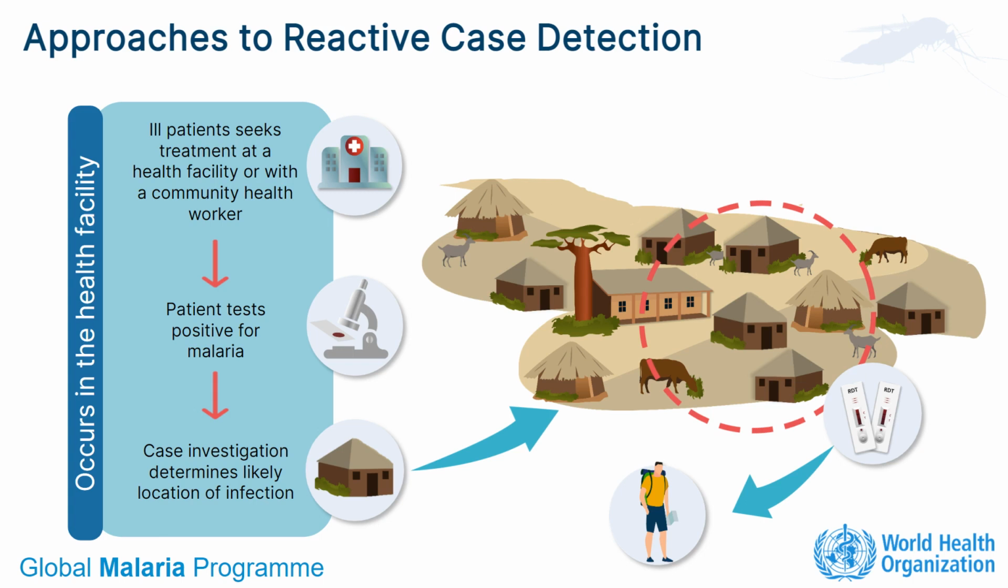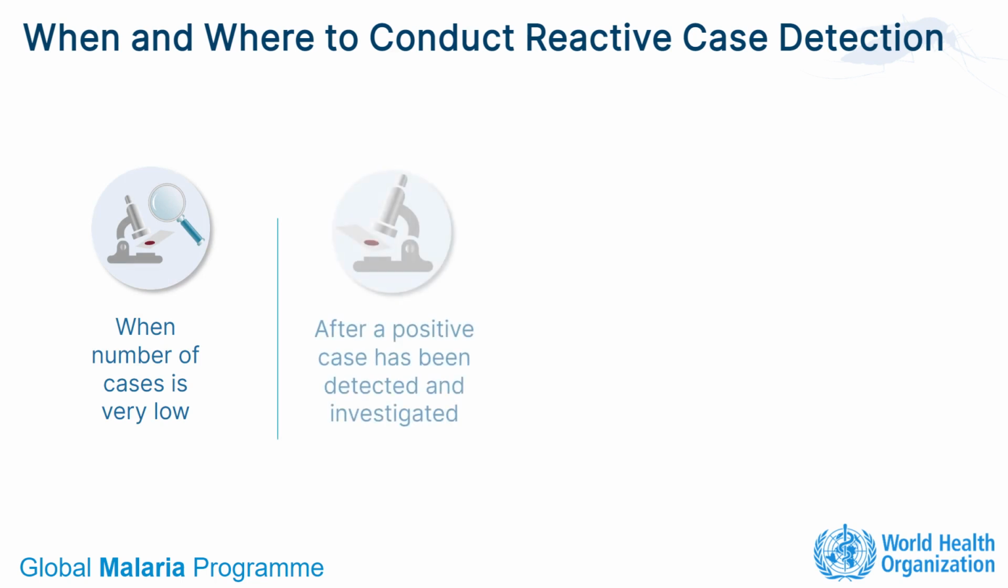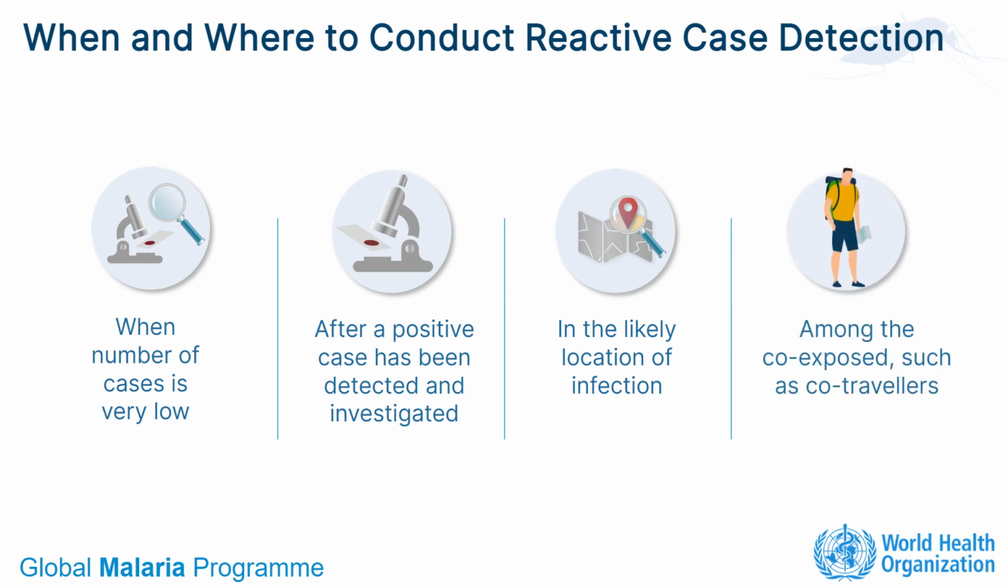Unlike proactive case detection, which is a planned activity performed regularly at specific times, reactive case detection is triggered by the identification and notification of an index case. Given the resources required, countries or areas implement reactive case detection only when case loads are very low. Reactive case detection is carried out in the likely location of infection of the index case, which may or may not be the residence of the case, and among co-travelers if the patient has a history of travel with other people to or from an area with ongoing malaria transmission.